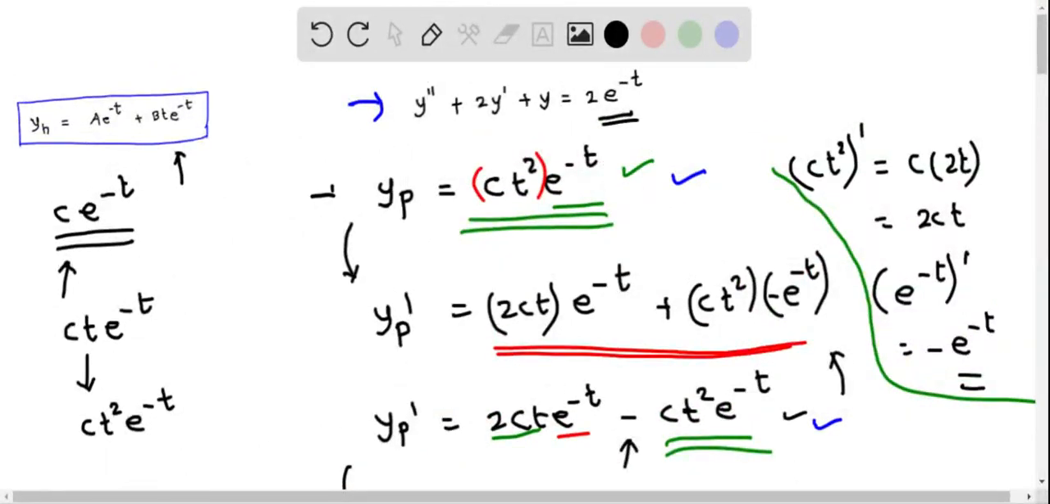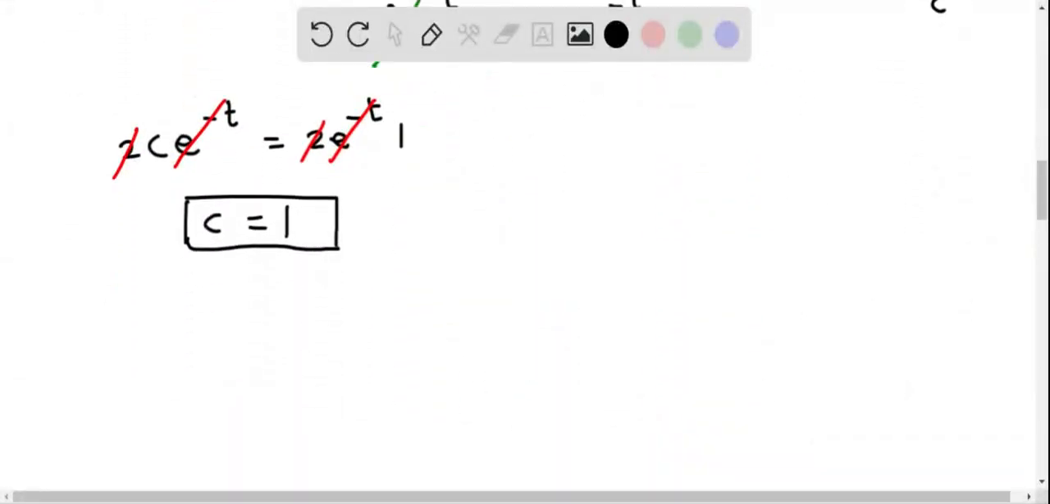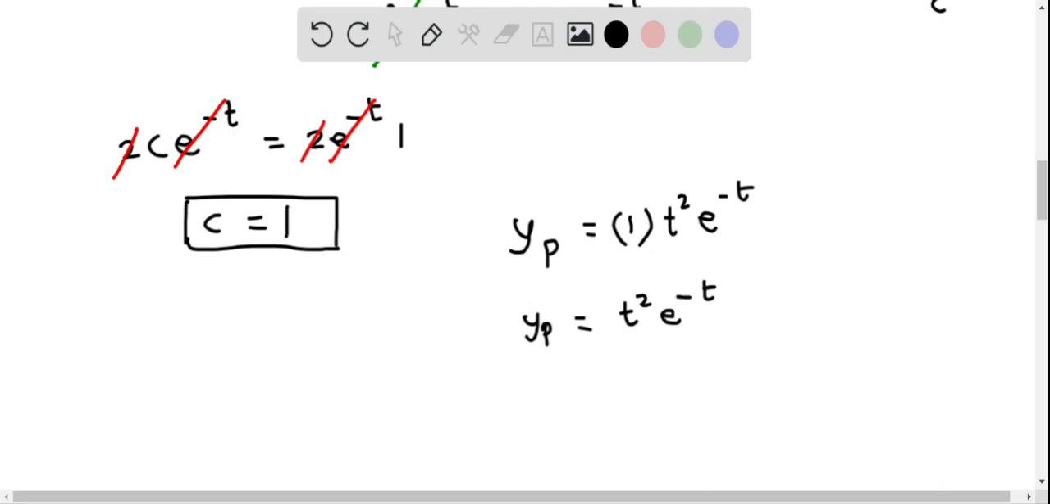So we put back into the particular form which we already figured out. So we are going to get the particular solution, that is yp equals ct square, that is 1 times t squared e power negative t. So this is basically equivalent to yp equals t square e power negative t. So we have found the particular solution of this given differential equation.